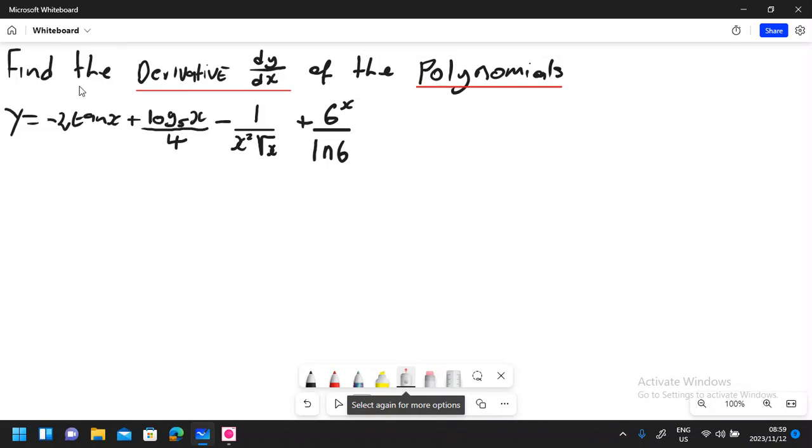Today on this video we will be deriving the following polynomial. So as you can see here, this is the function that we have. Now if you are returning to this channel, you can pause this video and try to solve this problem, and let's see if we can manage to get the answer as the one that I'm going to get at the end of this video.